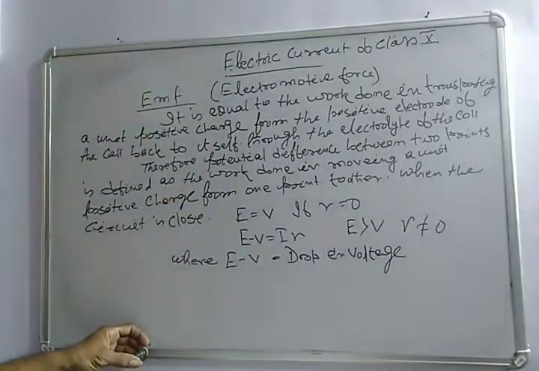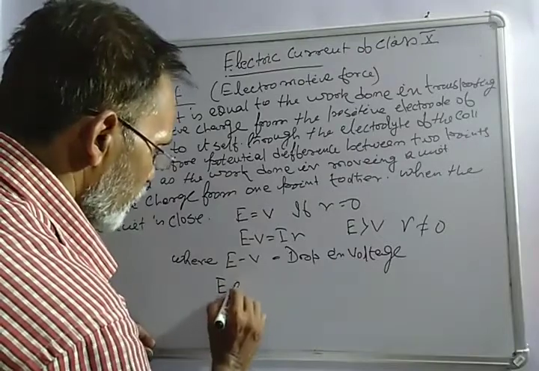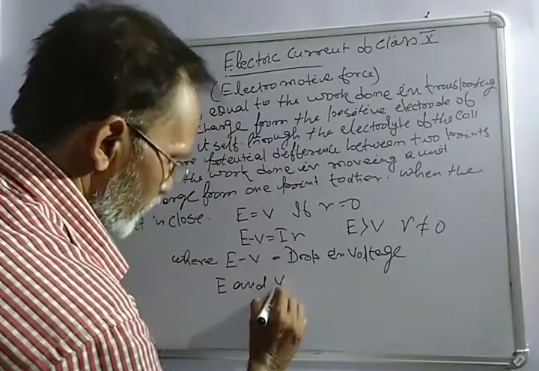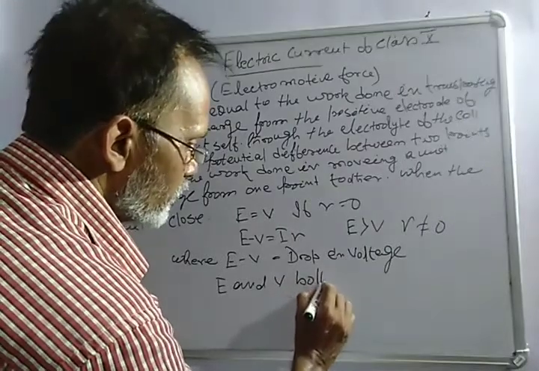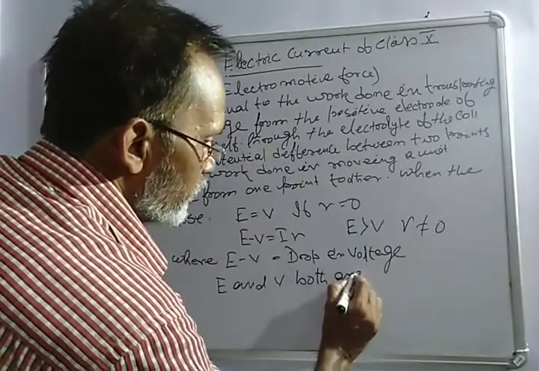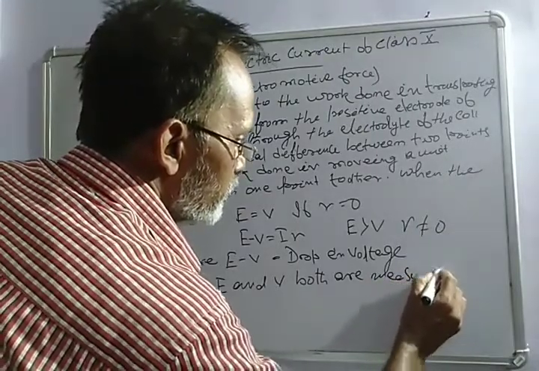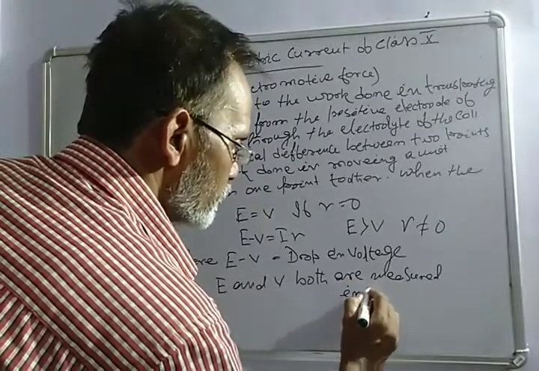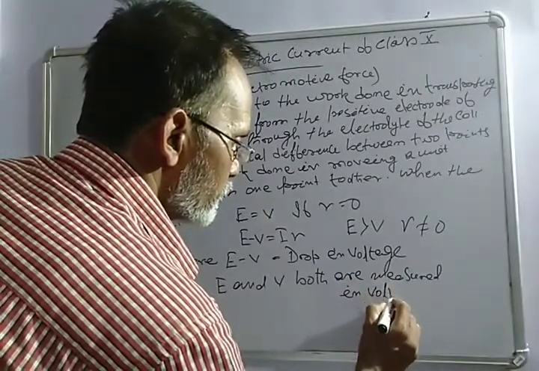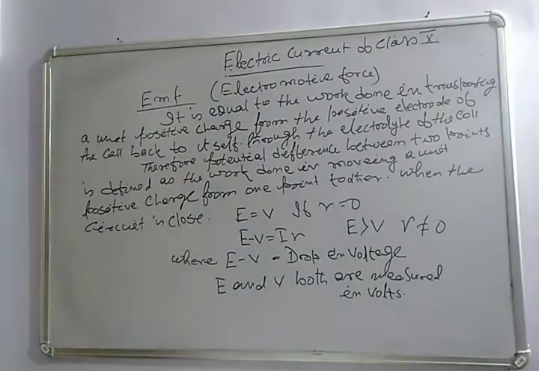Drop in voltage. E and B are both measured in volts. So this is known as EMF.